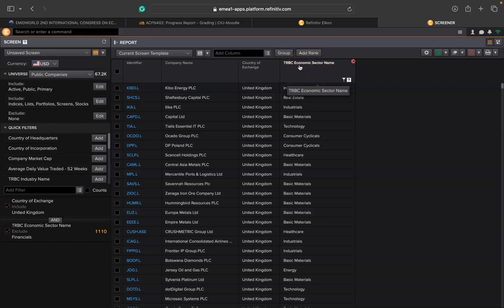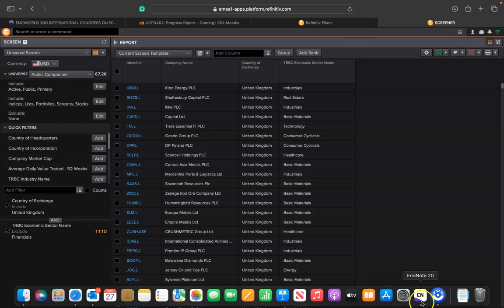Now, this TRBC is actually a function that Refinitiv Eikon uses. It identifies the companies according to their economic sector and so on and so forth. So I will be starting with Tobin's Q.